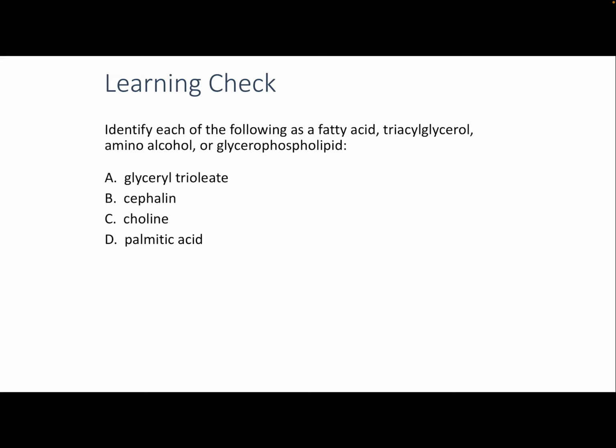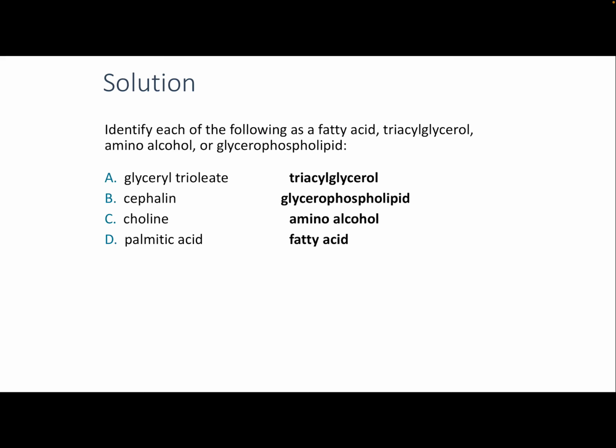All right, another learning check. Identify each of the following as either a fatty acid, a triglyceride, an alcohol, or a glycerophospholipid. So pause it, give it a shot. So hopefully you recognize choline as an amino alcohol, and glycerol trioleate as a triglyceride and not a fatty acid. Cephalins can only be phospholipids.